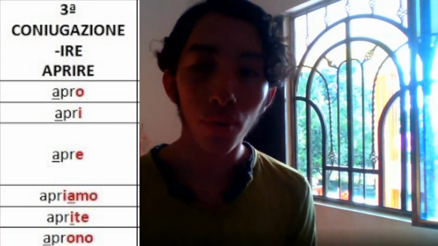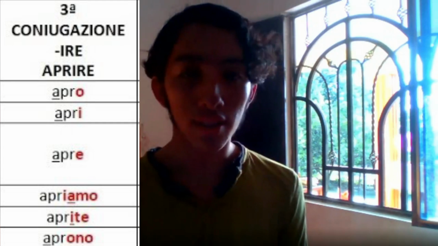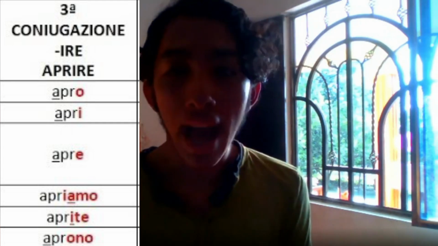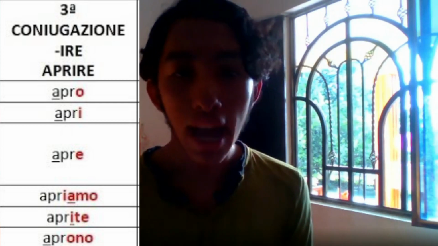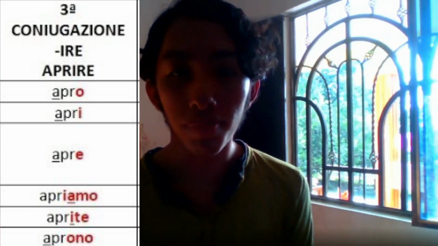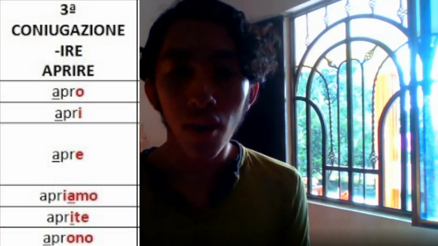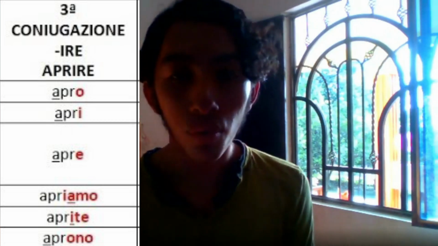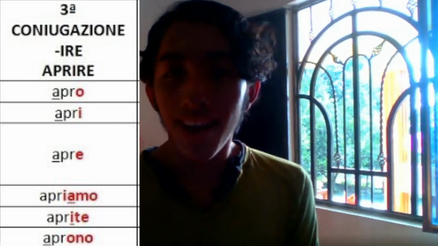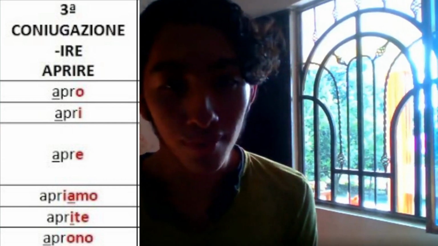For io, we only add an -o. So now the verb is not aprire, it's apro. For tu, we only add an -i, and now the verb is apri. For lui, lei, we add an -e, so now the verb is apre. For noi, we add -iamo, and now the verb is apriamo. For voi, we add -ite, and now the verb is aprite. And for loro, we add -ono, and now the verb is aprono.